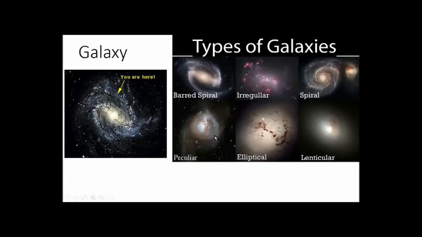Peculiar galaxies are just unusual shapes. Elliptical are kind of more of 3D. They don't really have a definite shape, but they're more elliptical and they're not as flat as the spiral. And then lenticular is, they think it's kind of an older galaxy. It has older stars, and it's mainly made of gas and dust and stuff, but it's not really making any new stars.